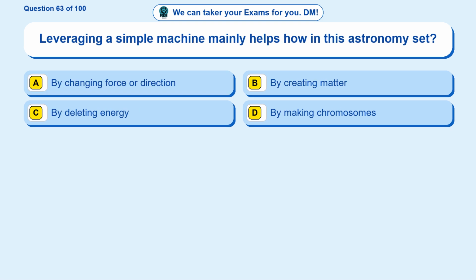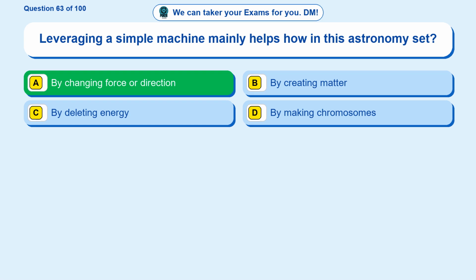Question 63. Leveraging a simple machine mainly helps how in this astronomy set? Option A. By changing force or direction. Option B. By creating matter. Option C. By deleting energy. Option D. By making chromosomes. The correct answer is option A. By changing force or direction.